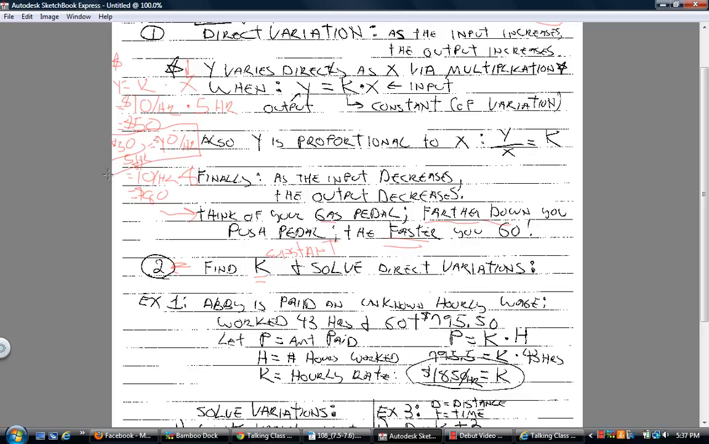So the bottom line, when you do these problems, there's a two-step process. There's a two-step cycle. The first cycle is to find the constant, the k, with the known given information. The second cycle is to answer the question, knowing what the constant is. I kind of showed it up here in the hourly rate. So let's go ahead and work with example 1.